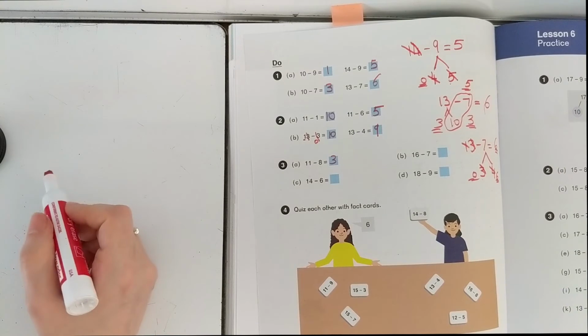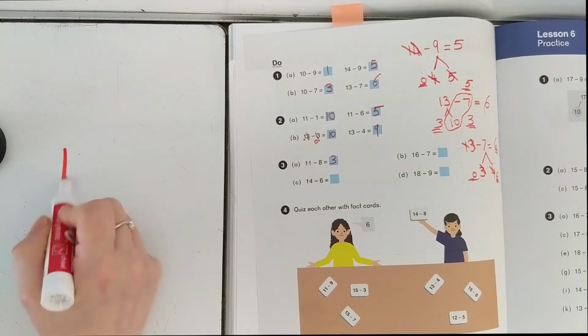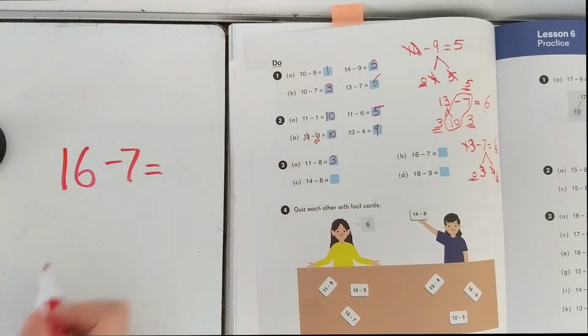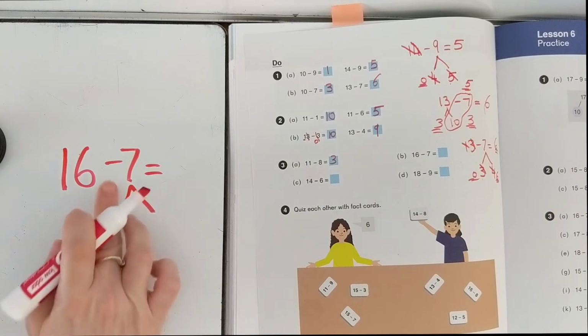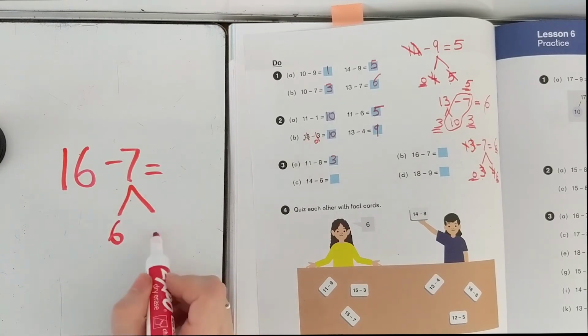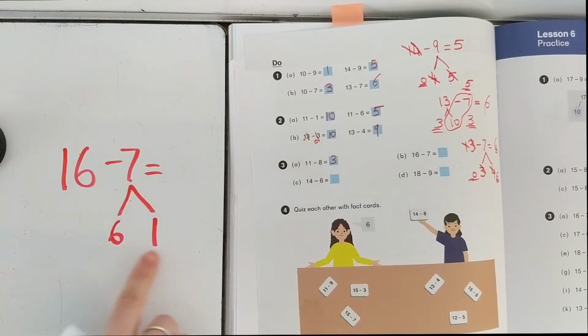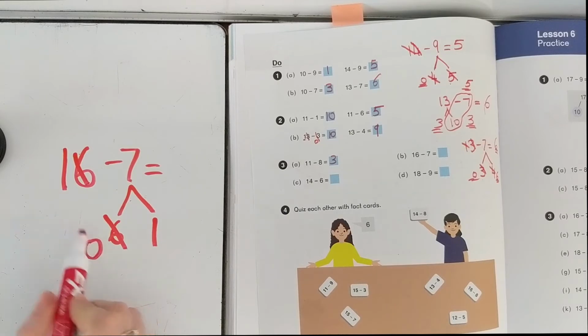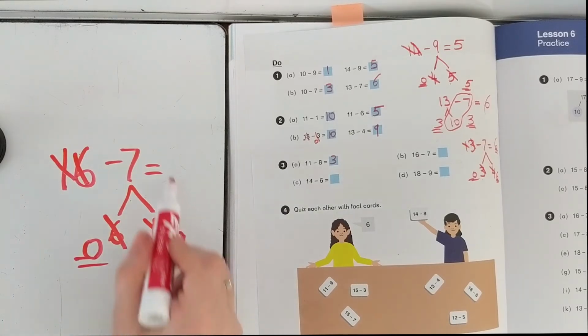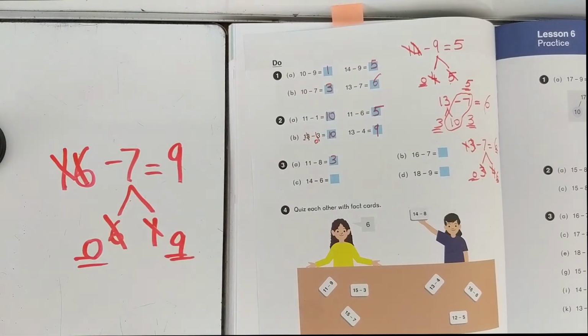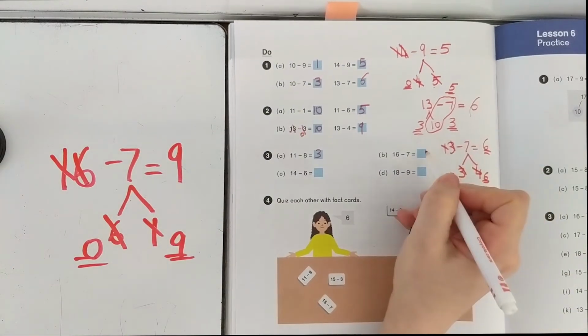Let's look at letter B, 16 minus 7. For this one, I'm going to take away from the ones place first. Inside the 7, there is a 6 and a 1. 6 plus 1 is 7. Now I'm ready to subtract the ones place. 6 minus 6 is 0. 10 minus 1 is 9. So our answer is 9. 16 minus 7 is 9.